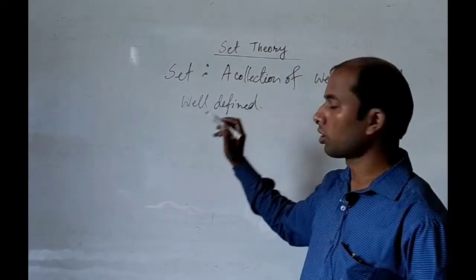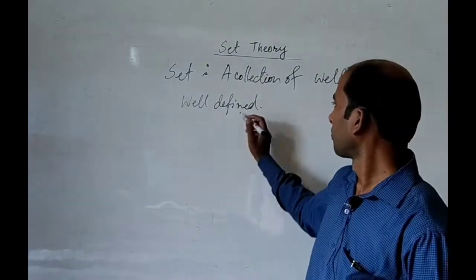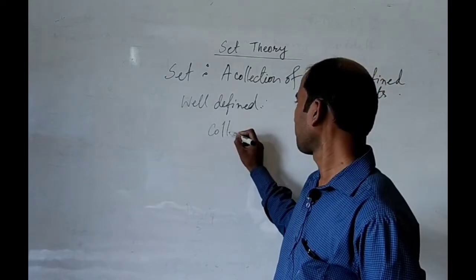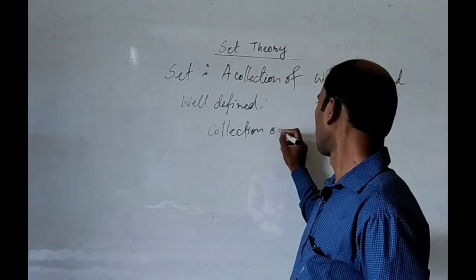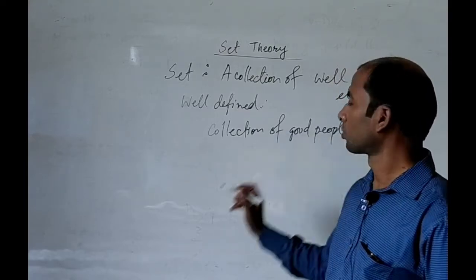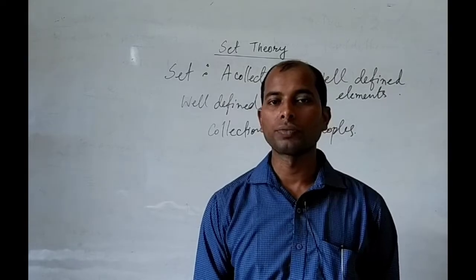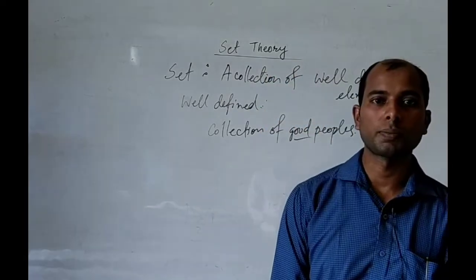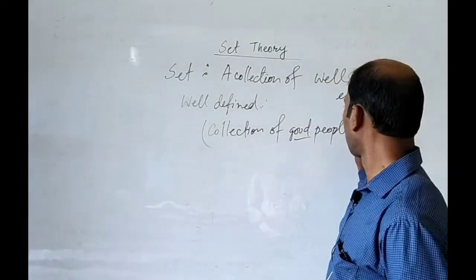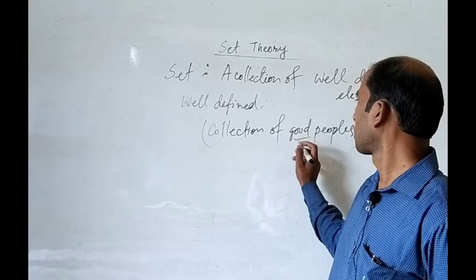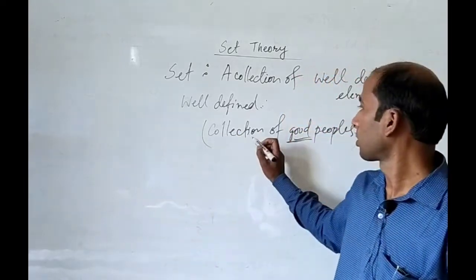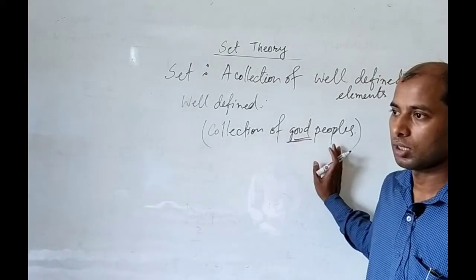First I want to give you a few examples which are not well-defined. A collection of good pupils: but how do you define who is good and who is bad? That's why this collection is not well defined. The word good is not well defined, so we can say this will not be a set.